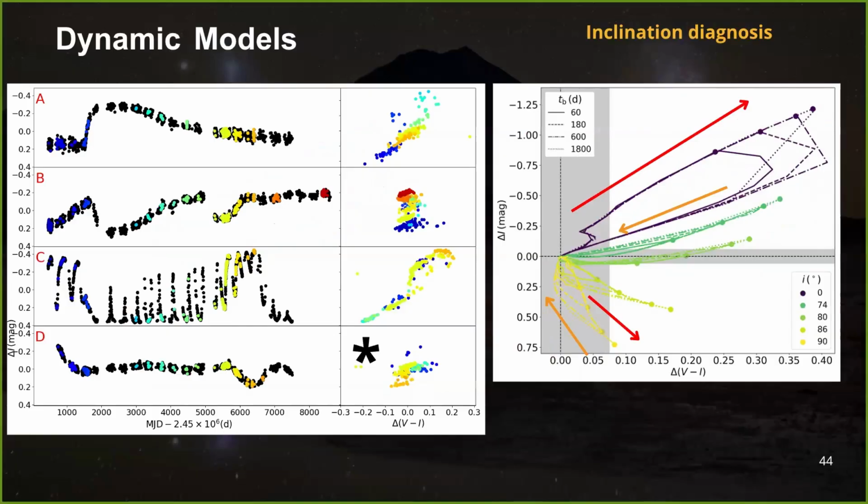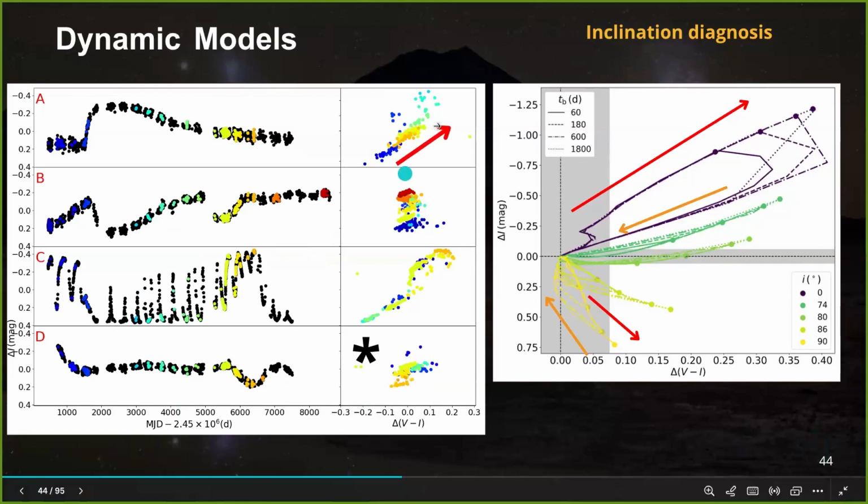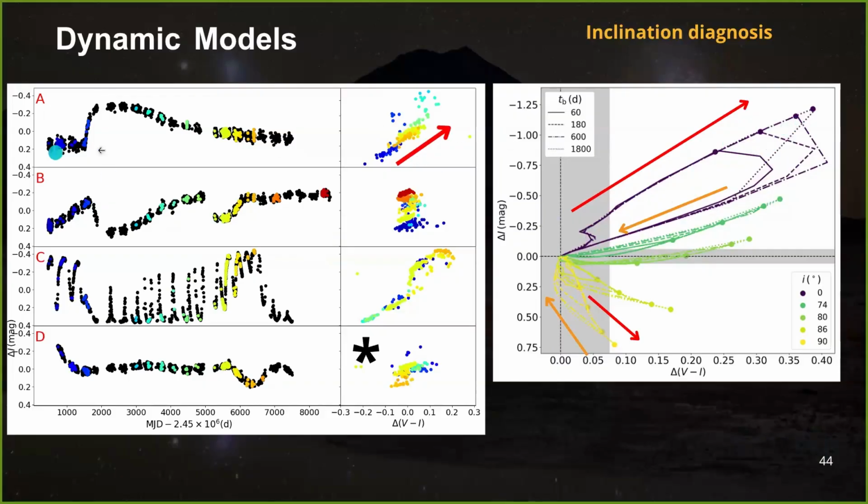Well, with this knowledge about the CMD signature of the inclination, we come back to our targets for our examples of light curves, as I showed before. We see that the first example here shows a signature that is very similar to a very pole-on star. So we classify this first star as so.